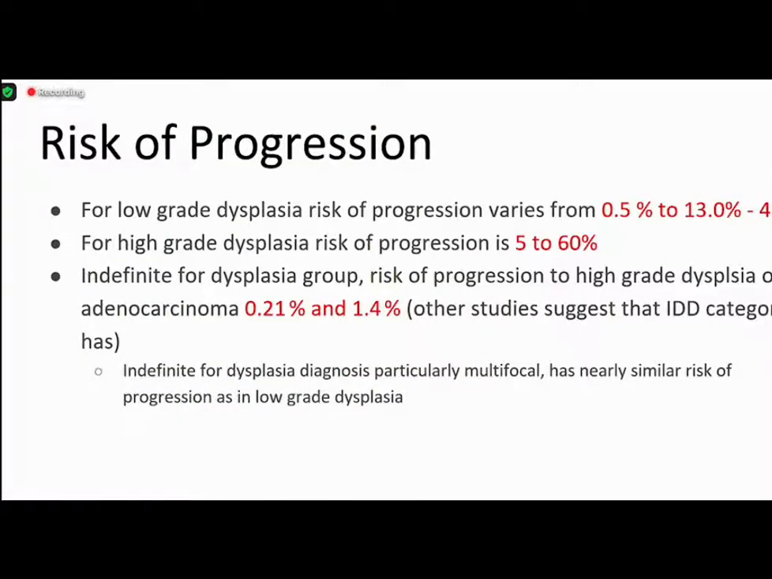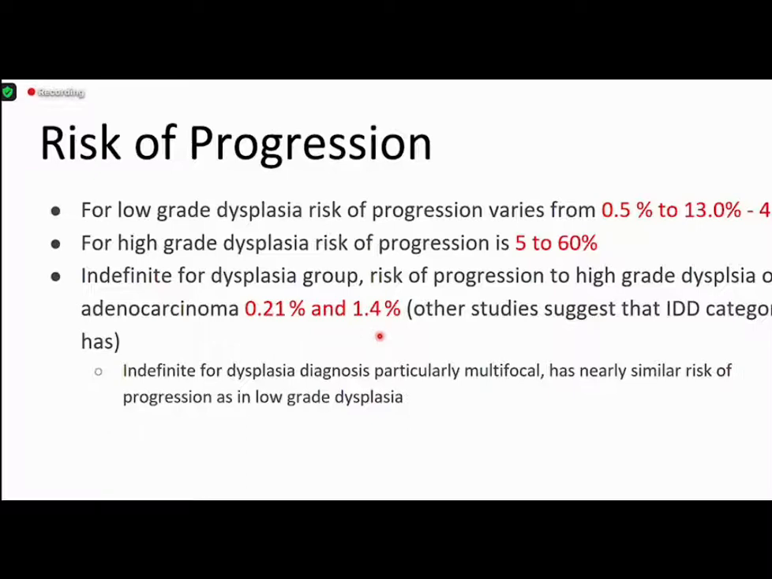So we have been talking about how dysplastic Barrett's esophagus brings us one step closer to the development of esophageal cancer, but exactly how much is this risk of progression? Literature reviews tell us that it's very wide throughout all the dysplastic categories of Barrett's esophagus. Many studies show this wide range of risk of progression. For low-grade dysplasia, the risk of progression varies from 0.5 to 13% to even 42% in some studies. For high-grade dysplasia, the risk of progression is 5 to 60%, and for true indefinite cases, it has been said to be 0.21 to 1.4%.